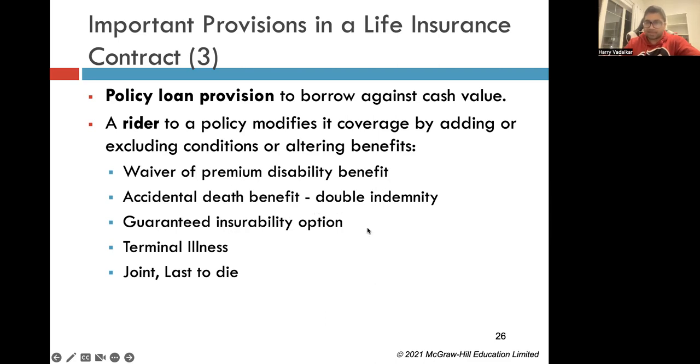So in case of accidental death, the sum assured will multiply by 2. There is a guaranteed insurability option, which means that even in case of bad health, when you go to renew your policy, if you have this rider, they have to renew your policy. They cannot deny you insurance. So you can add that rider. You can add a terminal illness rider to your policy, so if you are diagnosed with terminal illness, they will pay you a lump sum amount. You can also buy a policy in a joint name, which is last to die.